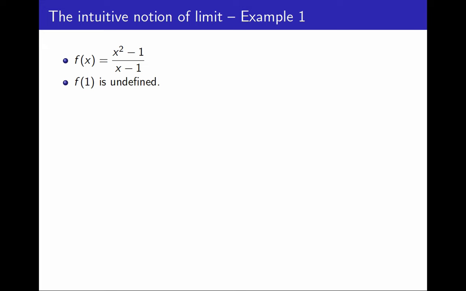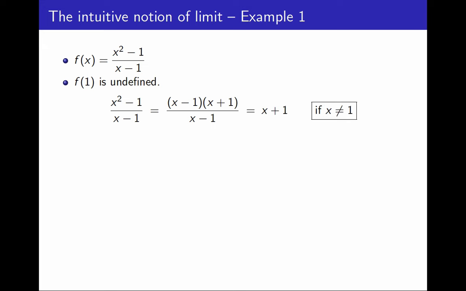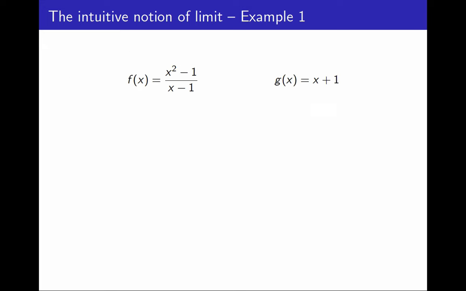There is a little simplification I can do. I can factor the numerator as x minus 1 times x plus 1, and then I can cancel x minus 1 at the top and bottom, giving x plus 1. Except this cancellation is only okay when x is not 1, because when x is 1, the original function was undefined and the new function is defined. So to be very precise, I'm going to give a name to the original function and the new function. I'm going to call f the original function and g the new function.